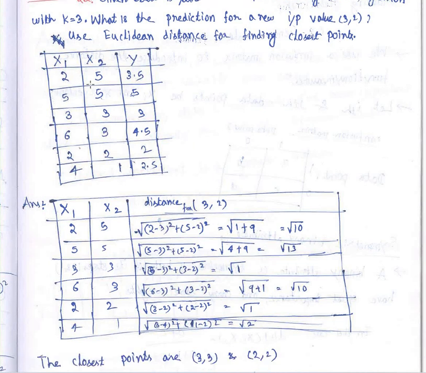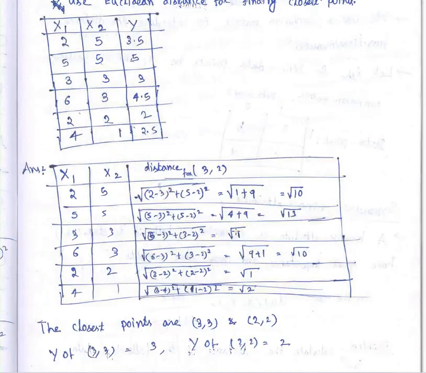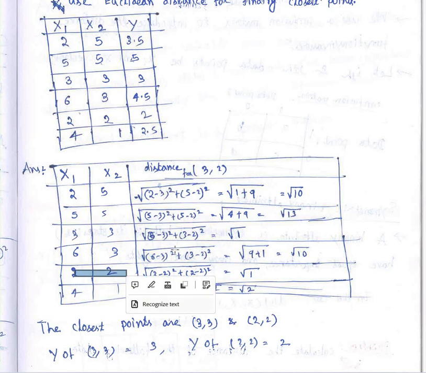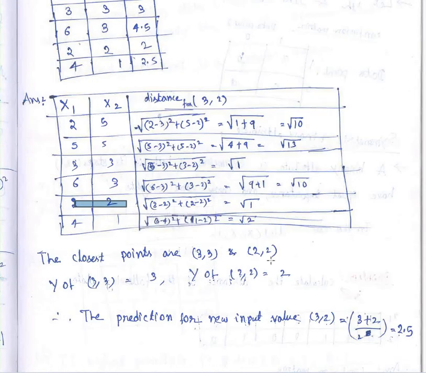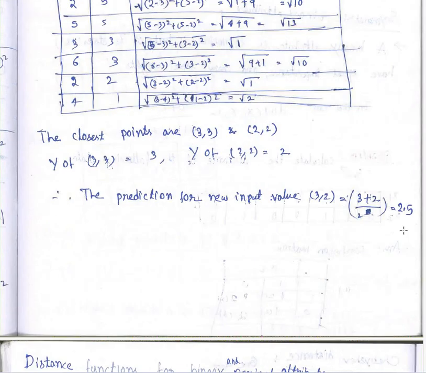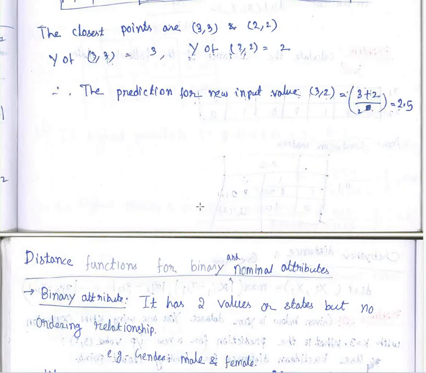Like that we find the distance from each of these data points to the queried data point 3, 2. The least distance is root 1 and root 1, which are for data points 3, 3 and 2, 2. So the closest data points are 3, 3 and 2, 2. For 3, 3, y is 3, and for 2, 2, y is 2. So the average of 3 and 2, 2.5, is the value for the new input.